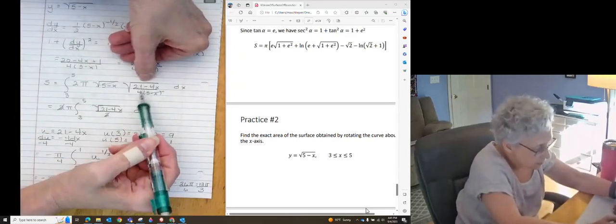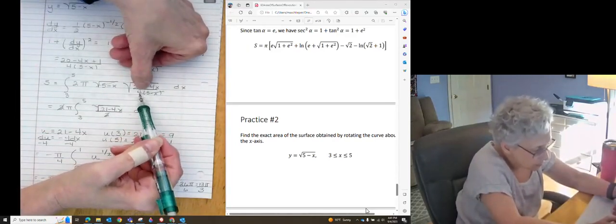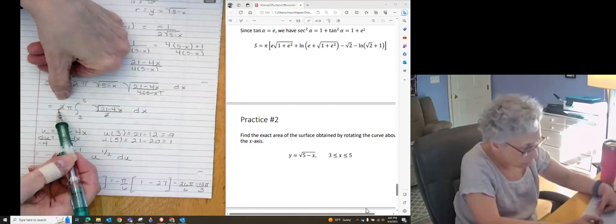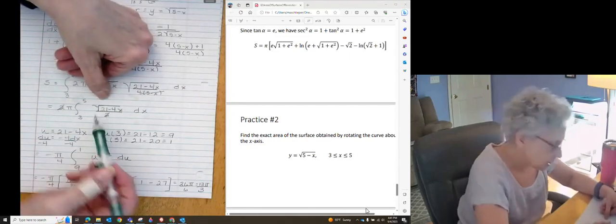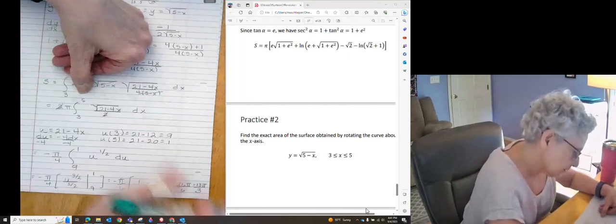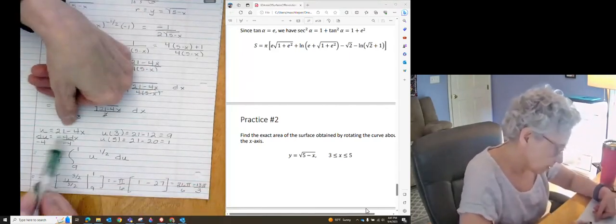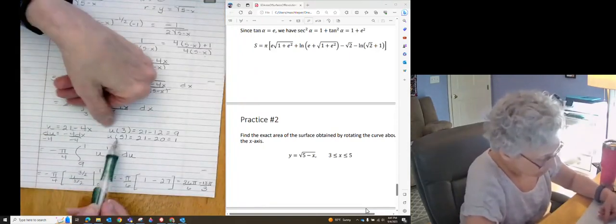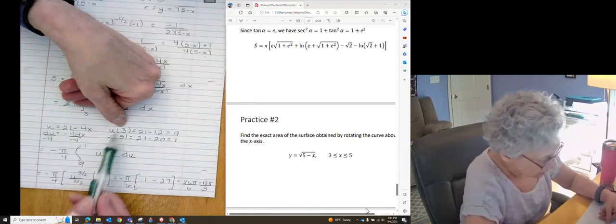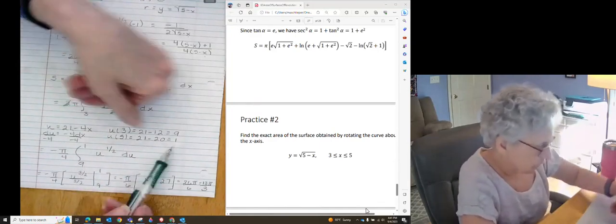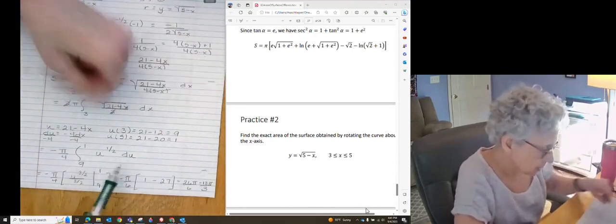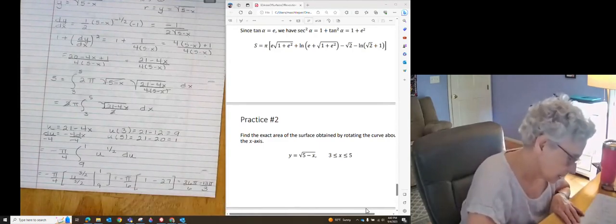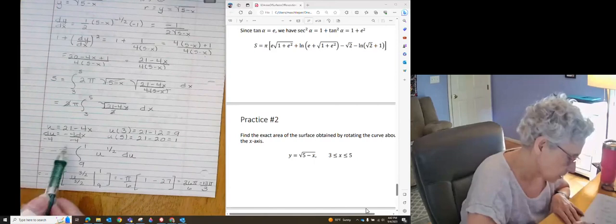Then I divided the square root and square root. So the square root of 4 is 2, which I canceled with that 2. And I ended up with just 21 minus 4x underneath the radical. So I made that my u. Then it became an integral from 9 to 1, instead of 3 to 5, because you always keep the limits of integration where they start.